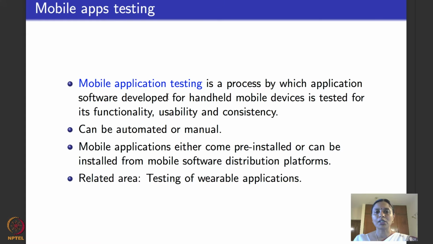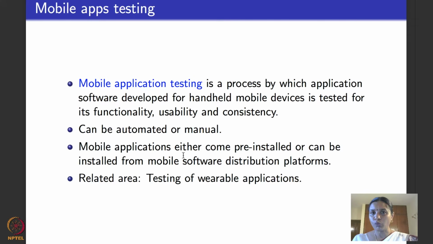So mobile application testing is a process by which an application software, like an app developed for handheld mobile devices, is tested for all the features. It should do what it's supposed to do, which is basically functionality. And because it's a mobile app, its usability must be very high because it's important for the success of the app. And it should be consistent across an Android platform versus a Windows platform versus an iOS platform. Mobile application testing, like all other testing, can be automated, and can be manual also.